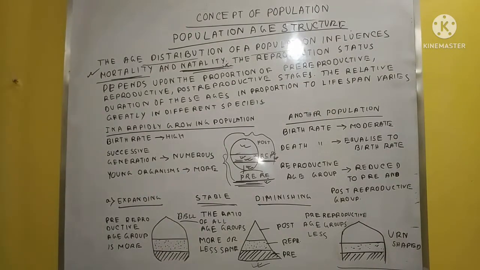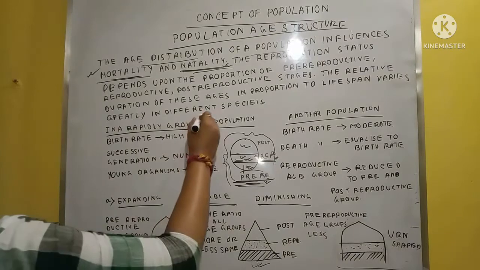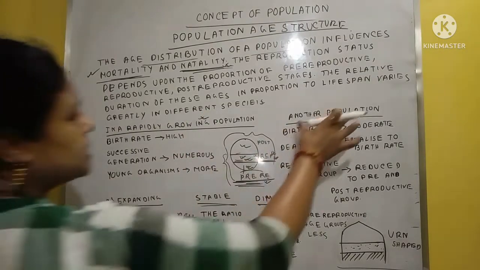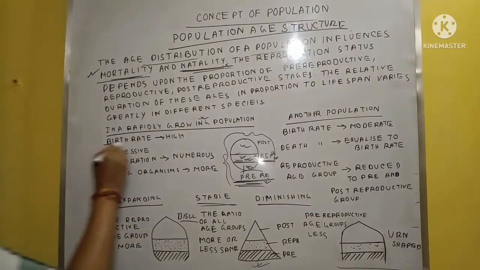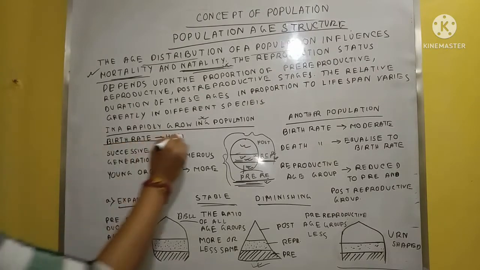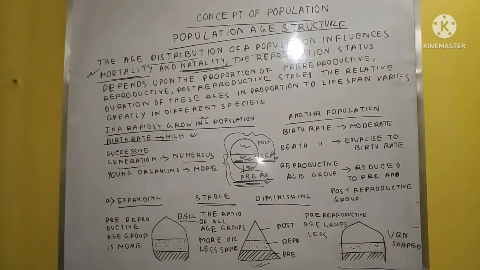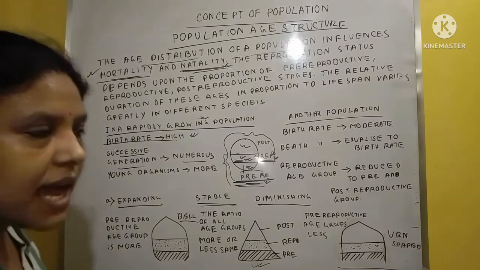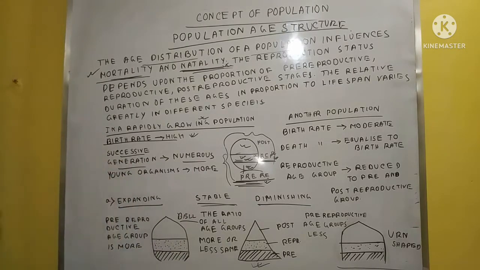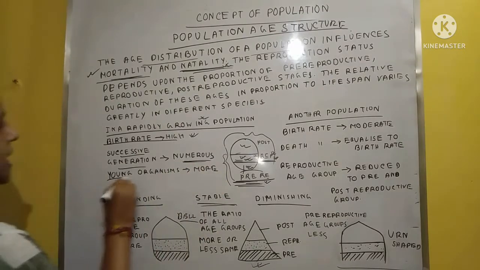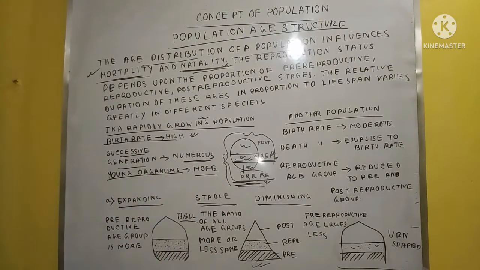Here you can see two types of population, where the birth rate is high. If the birth rate is high, the successive generations are numerous. Obviously, if the natality rate is high, that means the successive generations are numerous, and here the young organisms are more. The pre-reproductive age group is more here. You can see the pre-reproductive age group is more.